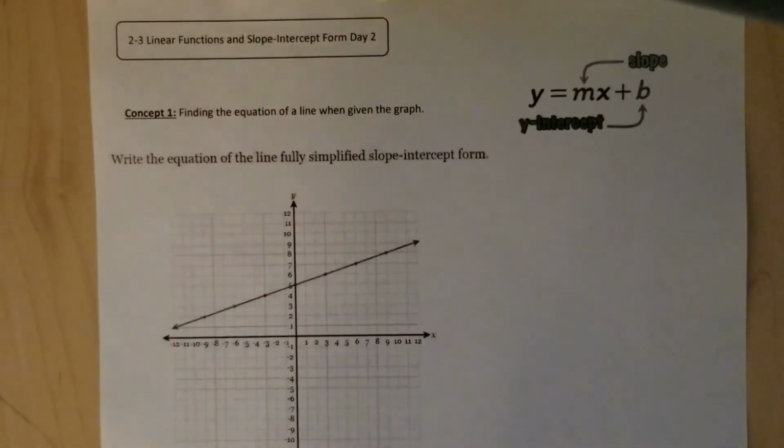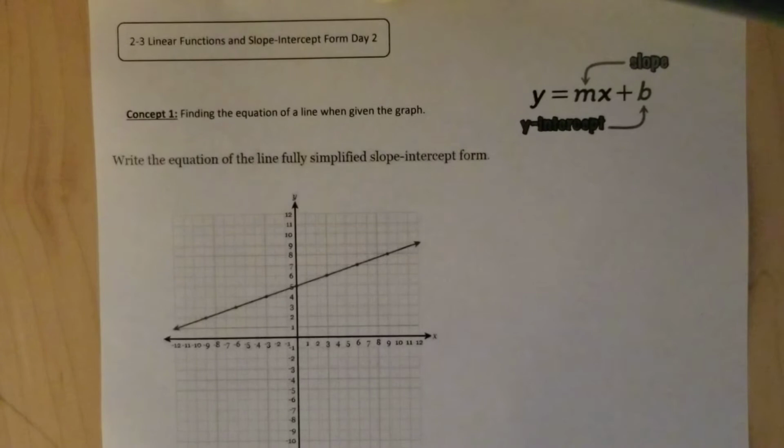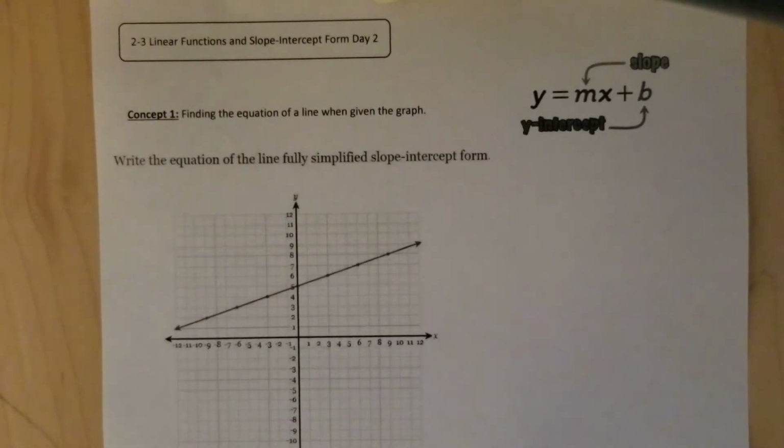So welcome back. Today we're going to look more at section 2.3, linear functions in slope-intercept form. We've got two concepts today. Our first concept is to find the equation of a line when given the graph. So we'll be working backwards from what we saw yesterday when we were graphing.